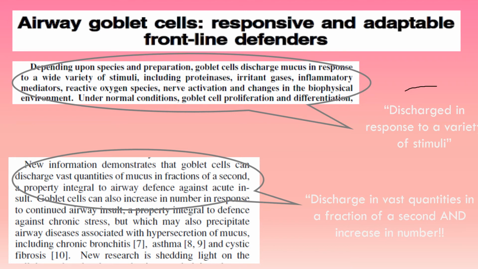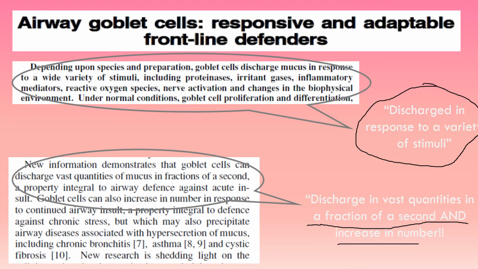And I found that mucus is discharged in response to a variety of stimuli, and it can be discharged in fractions of a second. So whenever the airways get rubbed up the wrong way, whenever they get offended, then we can just spill out all this mucus into our linings to help protect it. And another thing that it says is that they can increase in number. So actually the goblet cells can go through mitosis and make sure there are more goblet cells on the lining of the trachea, which is why maybe some people produce more mucus than others.